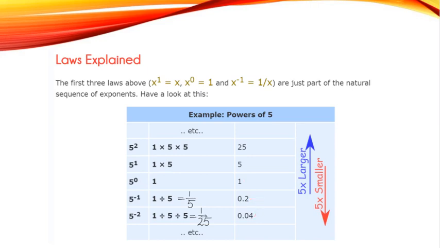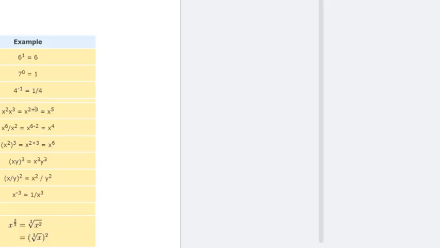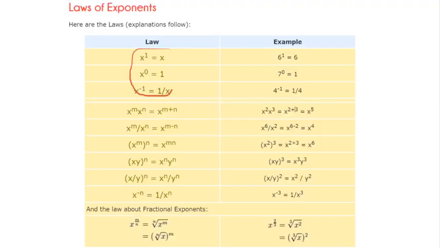Okay, the other case is possible if the exponent increases by 1. If the exponent increases by 1, the number becomes 5 times larger. Again, if the exponent increases by 1, the number becomes 5 times larger. Okay, so these are the first three laws of exponents: x to the power 1, x to the power 0, and x to the power minus 1.